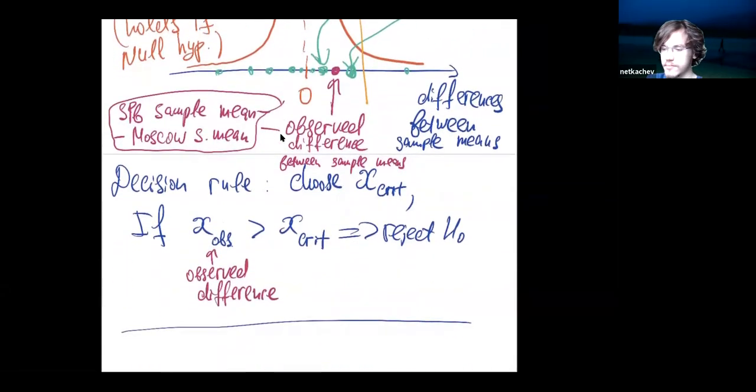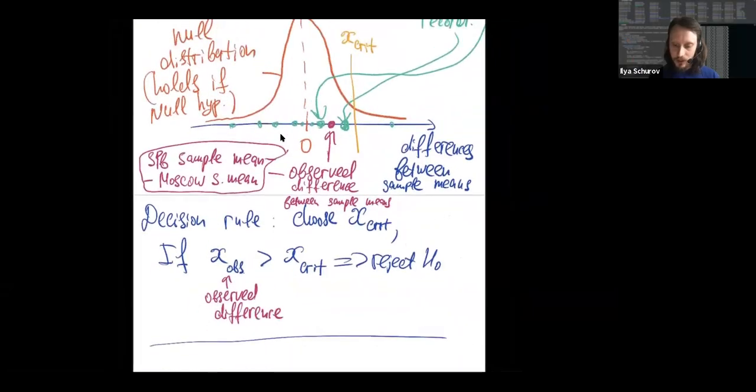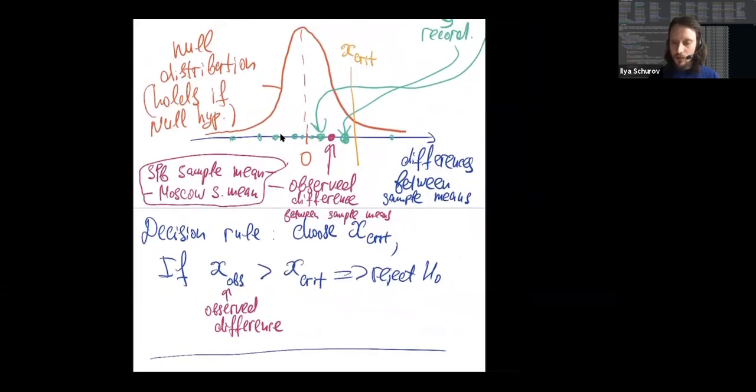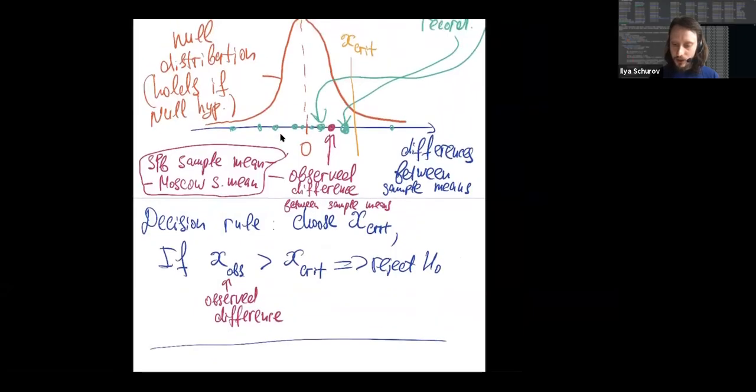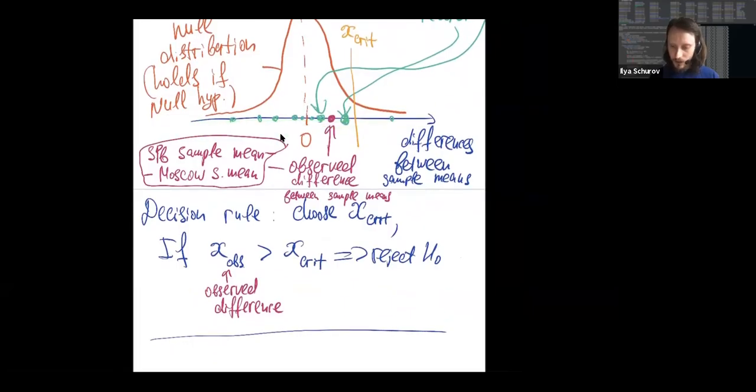So let me complete the statement of our decision rule. We have to state how we choose this X critical. Our decision rule is that if X observed is larger than X critical, so it is somewhere here, then we reject the null hypothesis. If it is somewhere here, we do not reject the null hypothesis. So how do we choose this X critical?